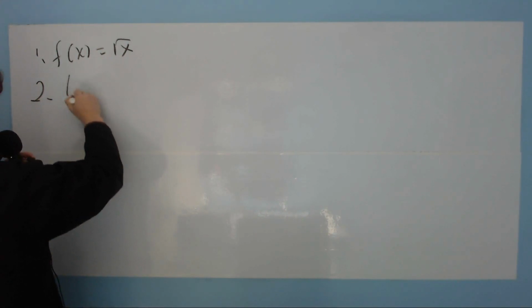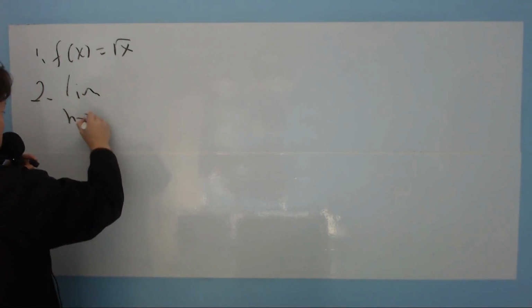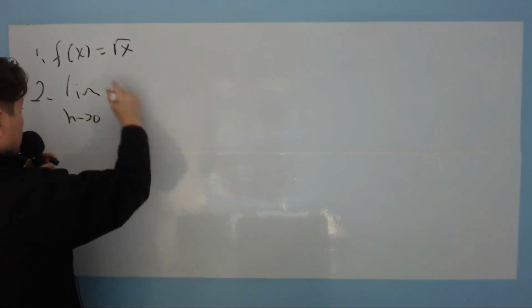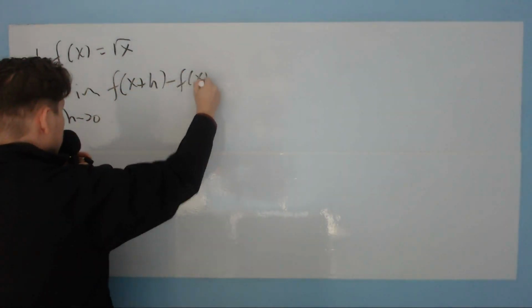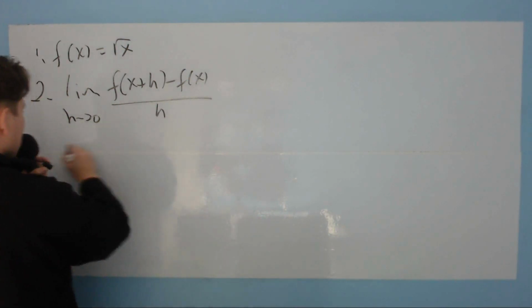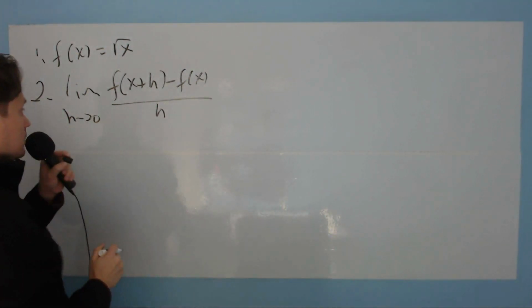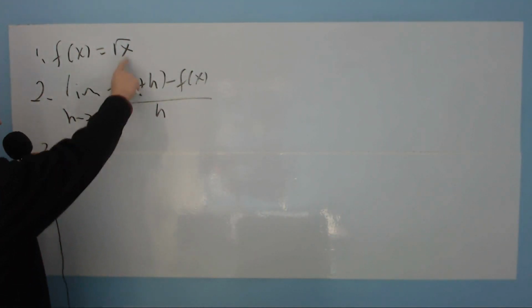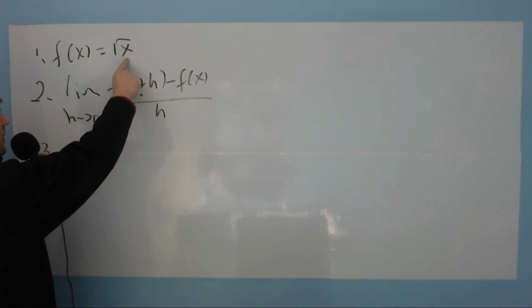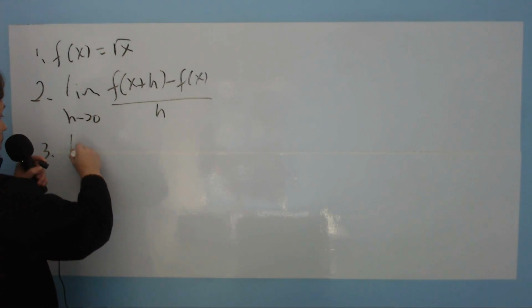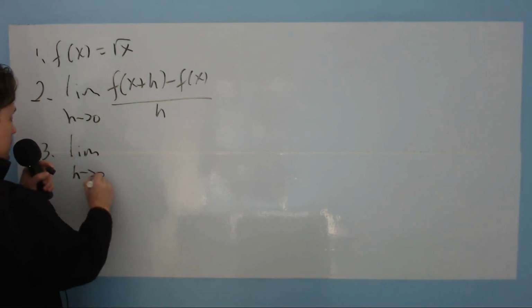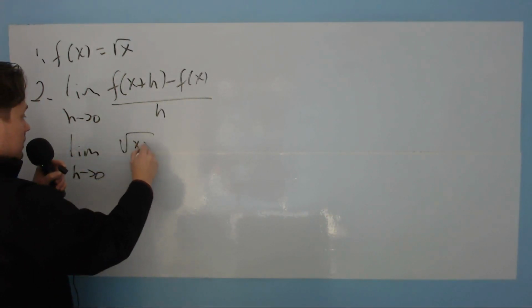Step 2 means I need to find this limit. The limit as h goes to 0 of the following: f of x plus h minus f of x, divided by h. In our context, notice that f is basically the root function. So that means wherever I see x, first I replace it with x plus h. So it's going to be the limit as h approaches 0 of the root of x plus h.